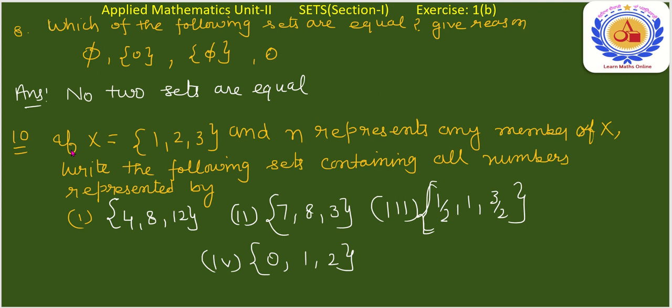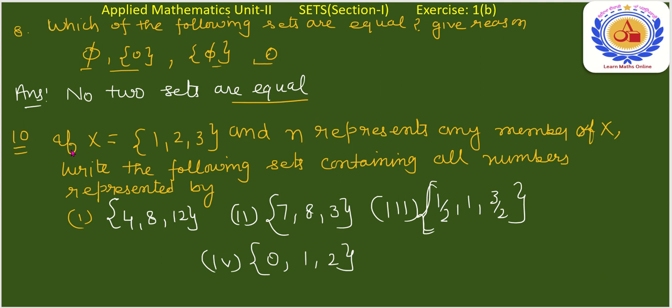Give reason. Phi, the set containing element 0, the set containing phi and 0. Easily we can observe that no two sets are equal here. कोई भी set एक दूसरे के equal नहीं है.